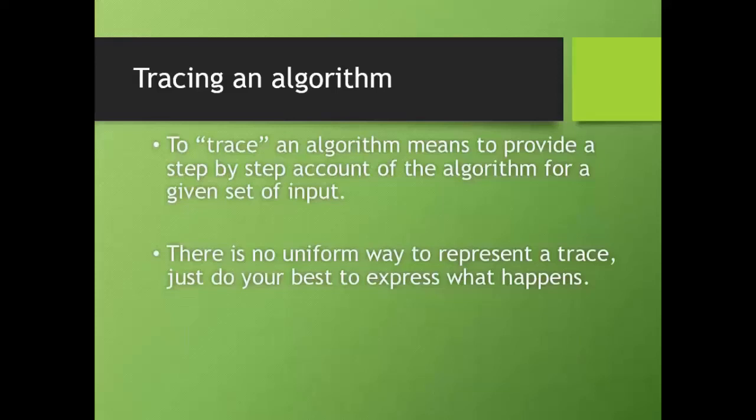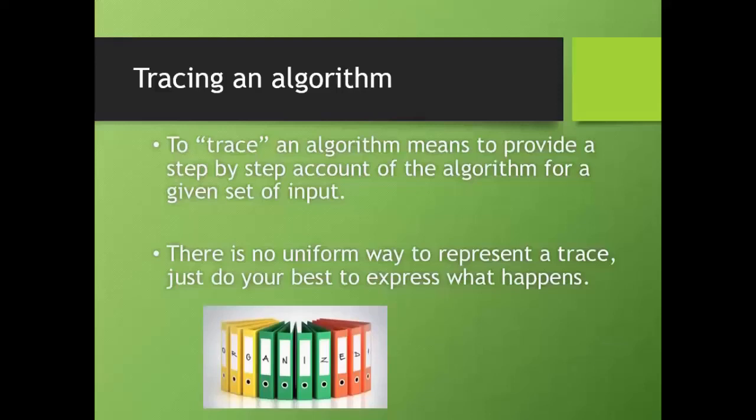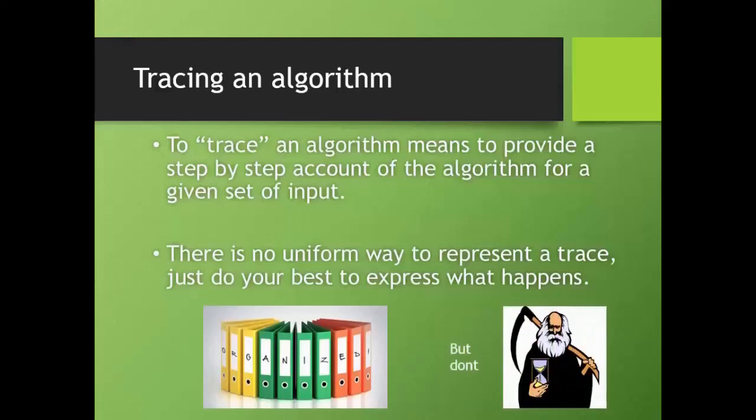To do that, I need to show you how to trace an algorithm. The thing is, though, there really isn't a standard way of how to write down a trace. To trace an algorithm just means that I provide you a step-by-step account of the algorithm given some kind of input. There's no uniform way to represent a trace. So just please do your best to express what happens. When you do so, be organized. Usually make a table of some kind. Also, don't kill yourself. This is not that serious. Just make it be in such a way that I understand the state of the machine at the line of code you're working on and what the result would be. I'm going to show you kind of what I do.